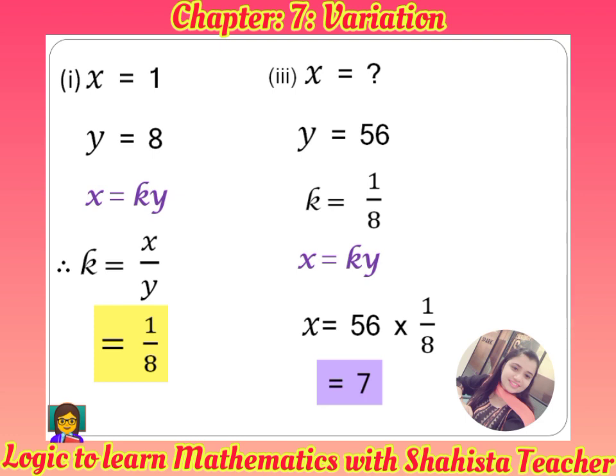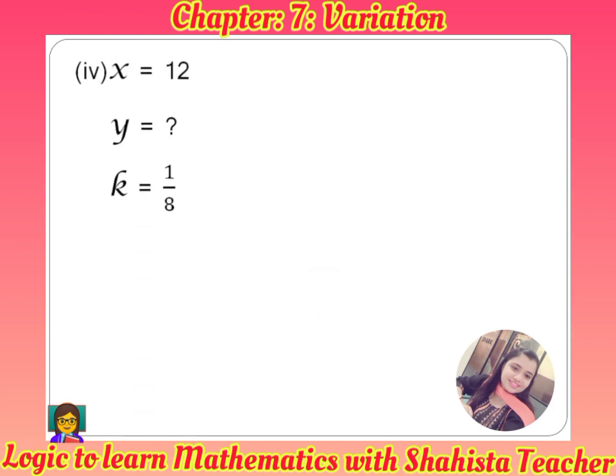So X, that is the number of apples, is 7 and the cost of apples is 56, यानी कि 7 apples का cost था 56. Now let's solve sub question 4. X is equal to 12, यानी कि number of apples is 12, but we don't know the cost of apples. So K is equal to 1 upon 8, that is the constant value for all.